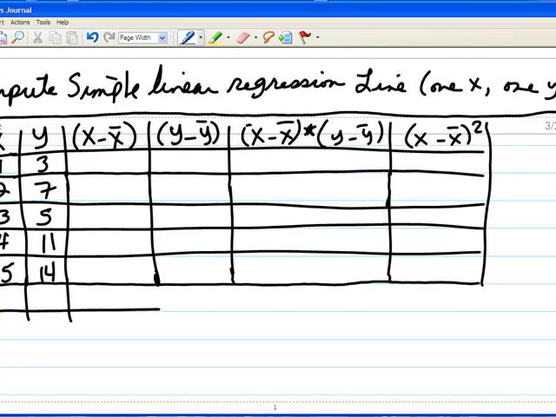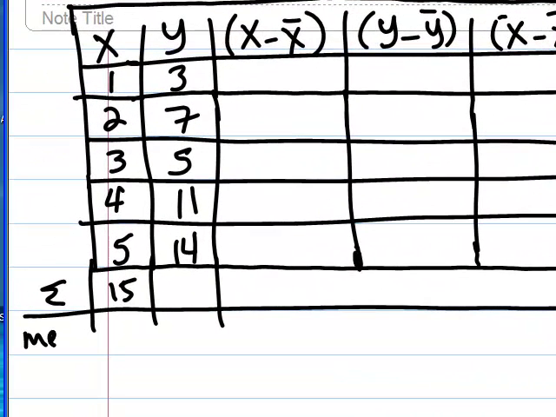Summation for X is 15, so the mean X value is 3. Summation for Y is 40. Divide by 5 to get the mean Y value to be 8.